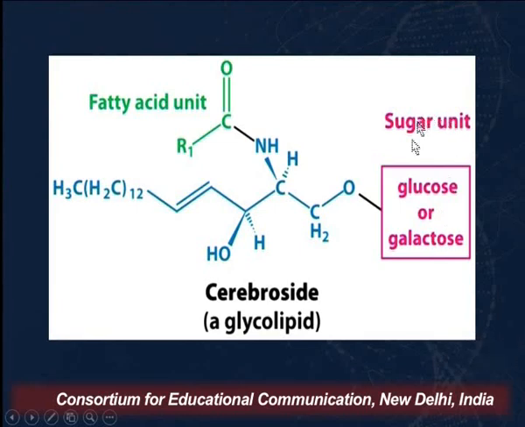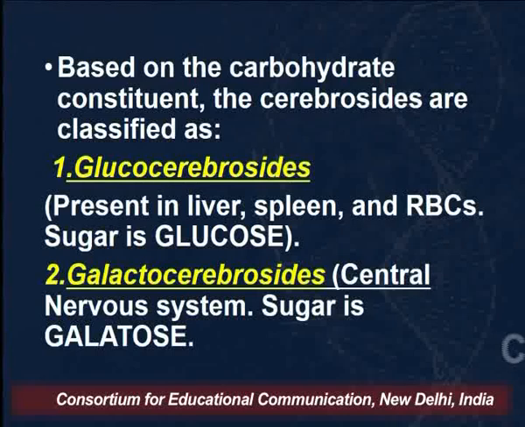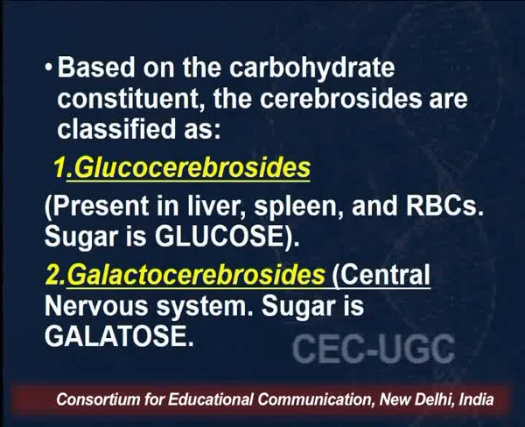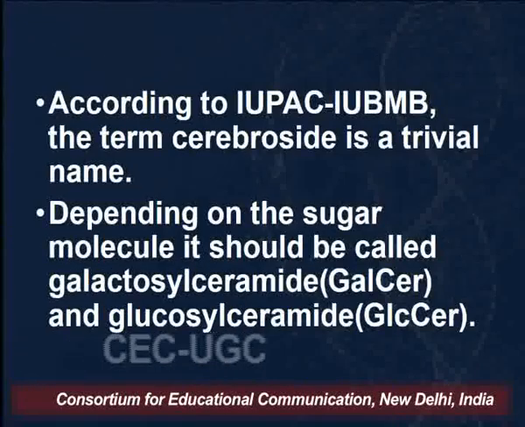So depending upon which unit is present in a cerebroside, we will call them glucocerebrosides or galactocerebrosides. A glucocerebroside is the one in which the sugar is glucose, and this is present in liver, spleen and RBCs. Whereas in galactocerebroside, the sugar unit is galactose, and these are present in the central nervous system.